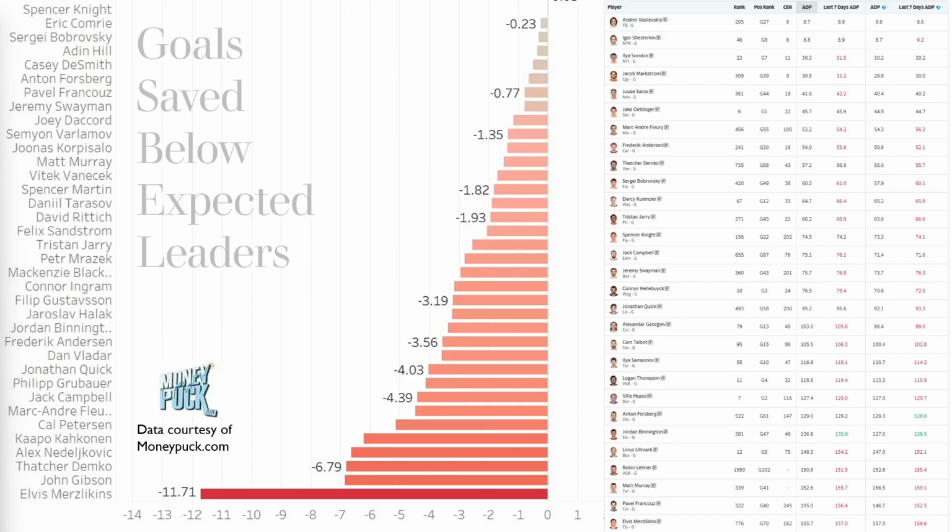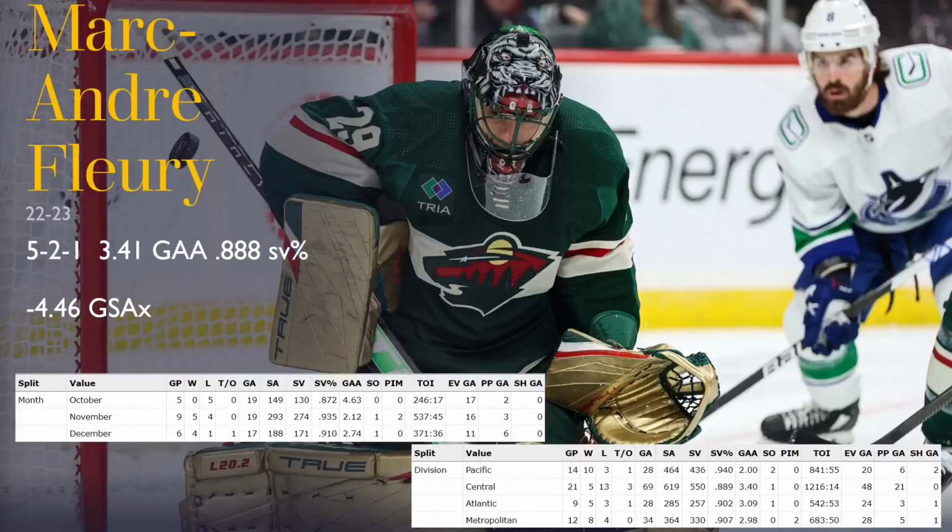But Marc-Andre Fleury is struggling as well. And at ADP 52.2, this is probably killing your team if you drafted him there. So let's take a look at it. Now, Fleury this year is 5-2-1, a good record, but awful stats with that negative 4.46 goals saved above expected. So he's well below his expected save number. Now, Minnesota is 4th in expected goals against, while Fleury is the 7th worst in the league in terms of wins above replacement. So not good news for Fleury owners.